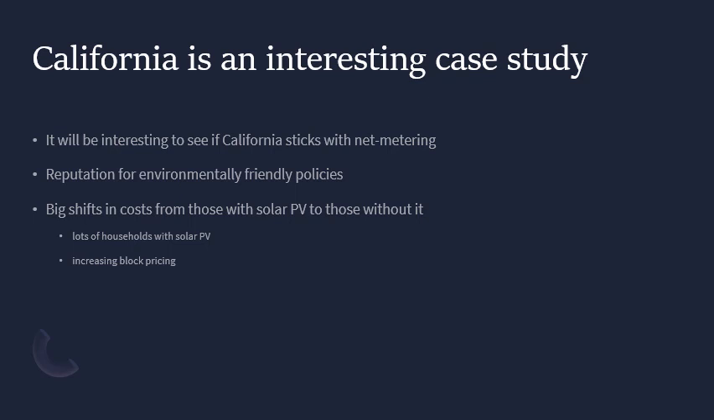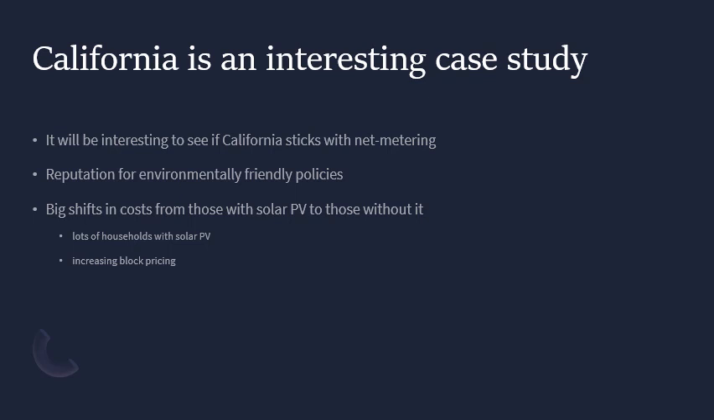California is an interesting case study because California has the most solar. They've had the most aggressive policies. It will be interesting to see if California sticks with net metering. We'll see why it's causing problems in a moment with the Duck Curve.